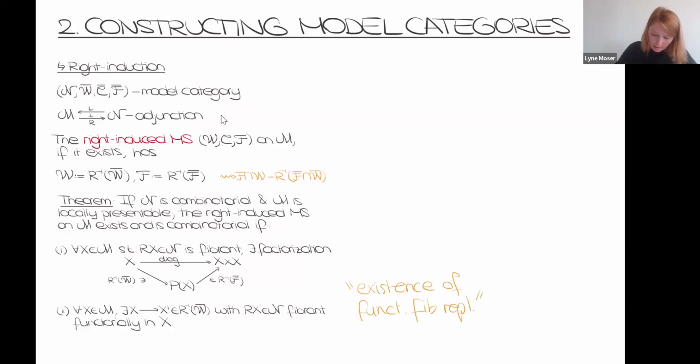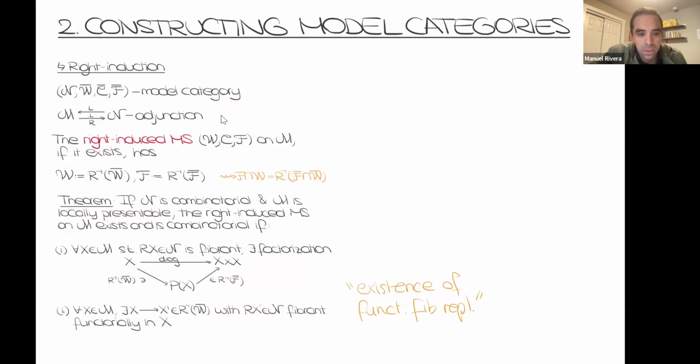Basically, it says the following. Every time I have an object, I can find a map which is going to be sent to a weak equivalence such that the target is going to be fibrant. So it's going to be sent to a fibrant object. And I don't just want these fibrant replacements, I also want them to be functorial in X. And if you compare to what I said before, this is really what a fibrant replacement in M should be, because it's a weak equivalence to a fibrant object.